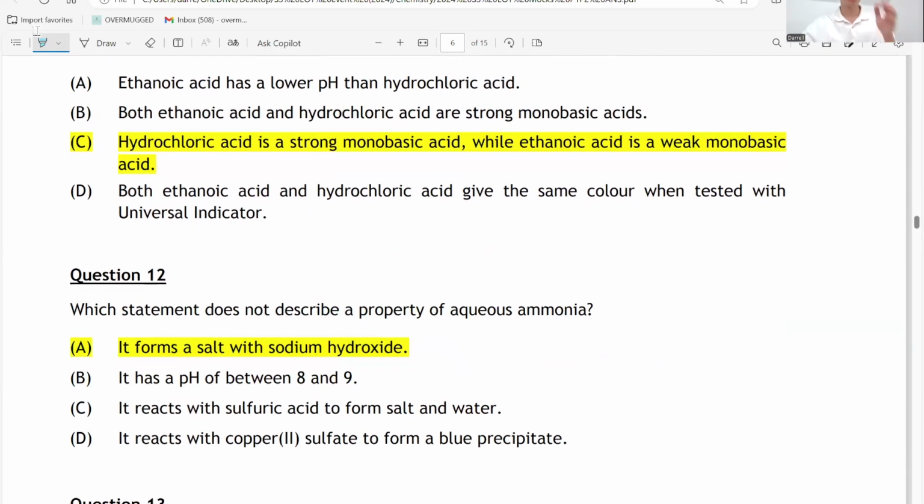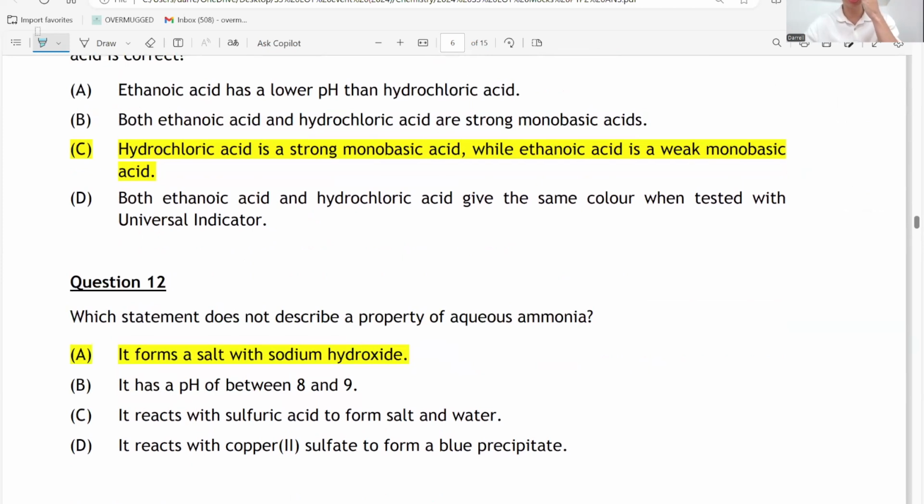Next, question 12. For question 12 itself, which does not describe, that means which is wrong, A is false. Why? Because aqueous ammonia is an alkali. Sodium hydroxide is an alkali as well. Alkalis don't react with each other. Alkalis react with acid, they do react with ammonium salt, but they don't react with one another. So statement 1 is false, which means it is the choice here. Fair enough.